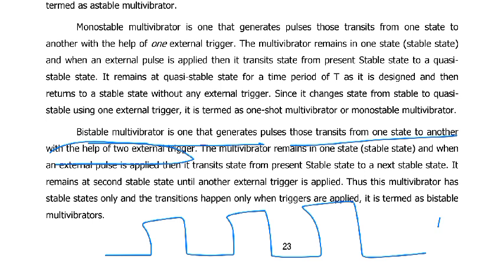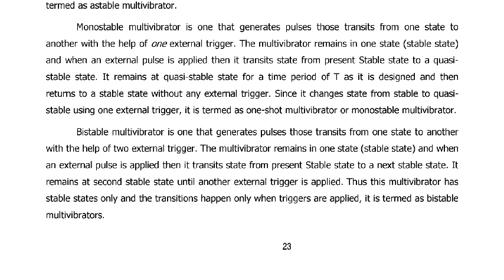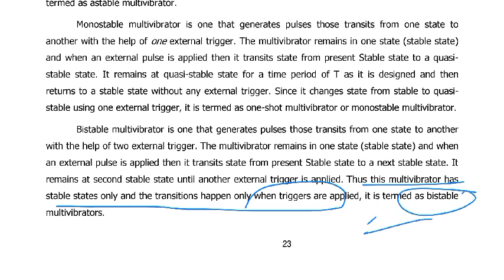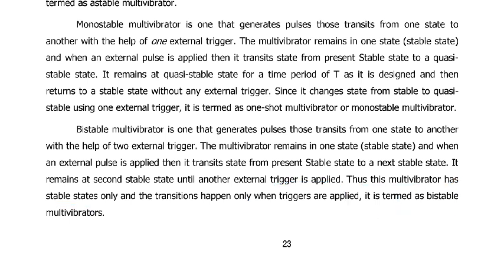This multivibrator has a stable state, and this has a stable state. Transition happens only when a trigger is applied. Without triggering, no transition will happen. It is termed bistable, meaning both states are stable.